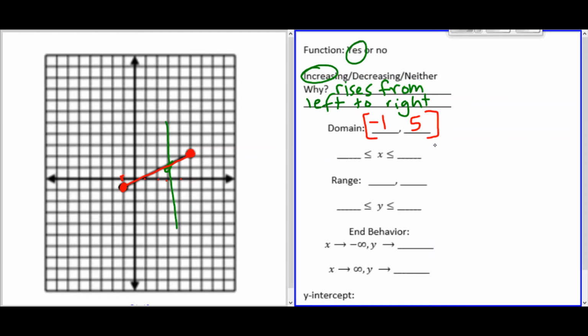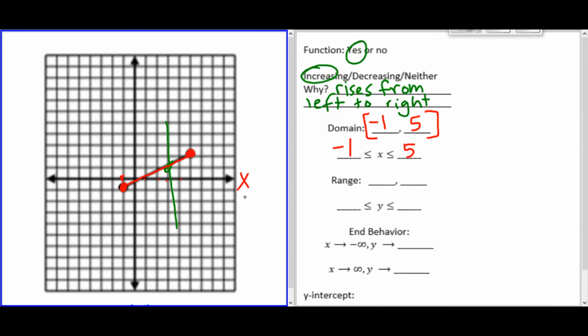So this is interval notation. If we want, we could write it as an inequality that our x has to be between -1 and 5. So it says x is bigger than or equal to -1, and x is less than or equal to 5. So that was your domain. So that, remember, had to do with the x-axis.